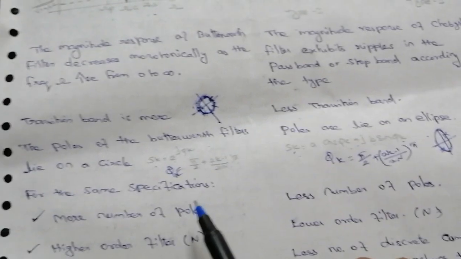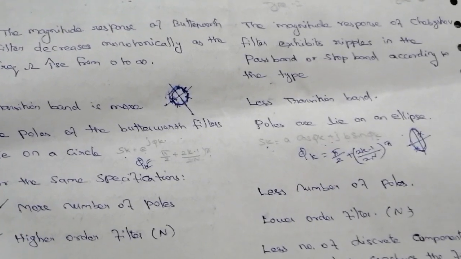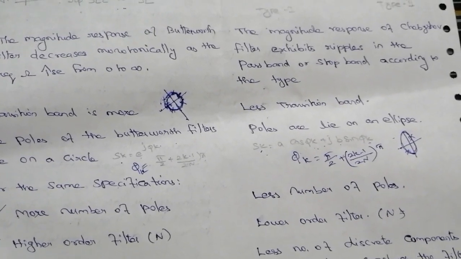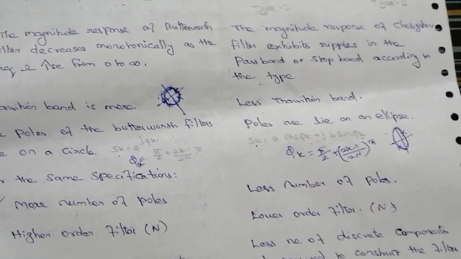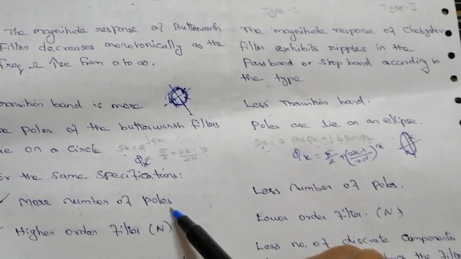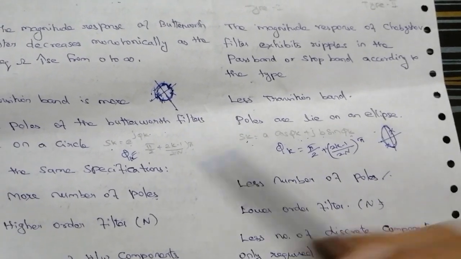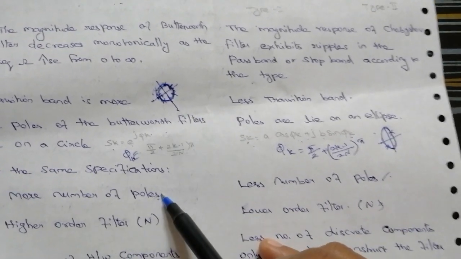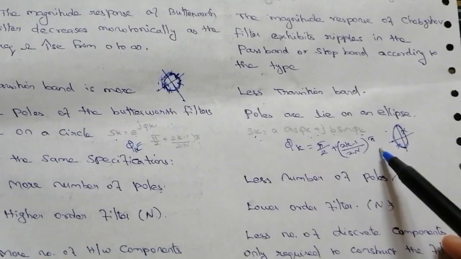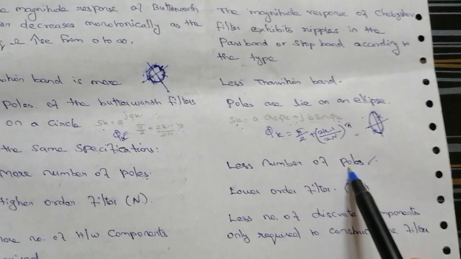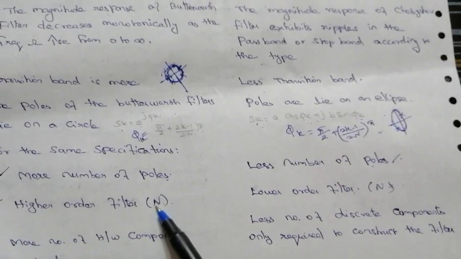Then, for the same specifications, because both are analog filters, the specification is the pass band ripple, stop band ripple, pass band frequency, and stop band frequency. So this is the common specification for both the analog Butterworth and Chebyshev filters. From these specifications, the Butterworth filter has a larger number of poles, while the Chebyshev filter has fewer poles. More poles means a higher order filter, so the n value should be high compared to the Chebyshev filter. Here only fewer poles are produced, so it has a lower order filter. N is a very low number compared to Butterworth.